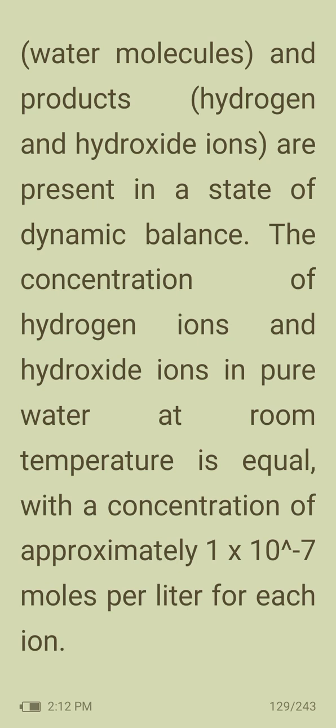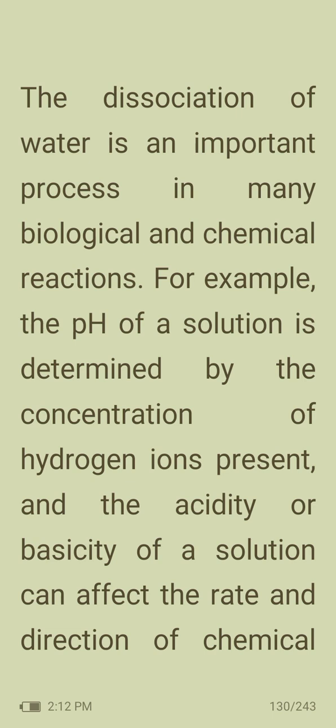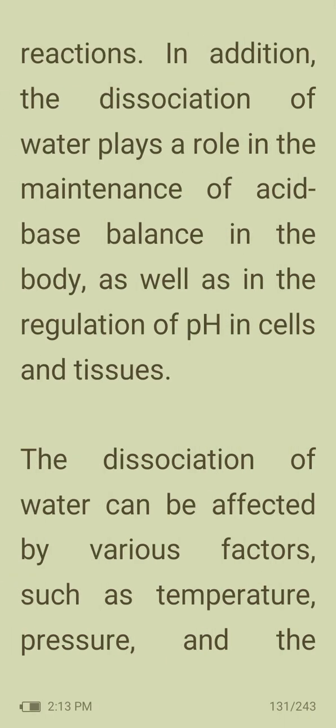The concentration of hydrogen ions and hydroxide ions in pure water at room temperature is equal, with a concentration of approximately 1 × 10⁻⁷ moles per liter for each ion. The dissociation of water is an important process in many biological and chemical reactions. For example, the pH of a solution is determined by the concentration of hydrogen ions present, and the acidity or basicity of a solution can affect the rate and direction of chemical reactions.